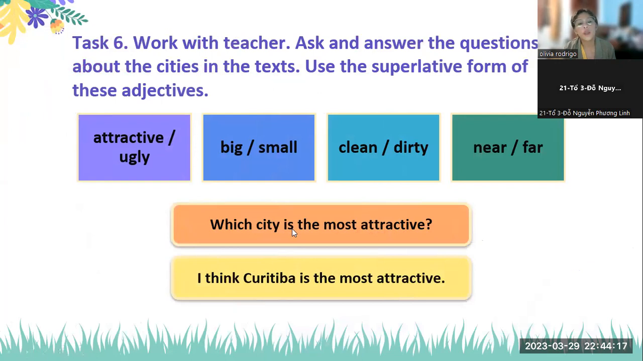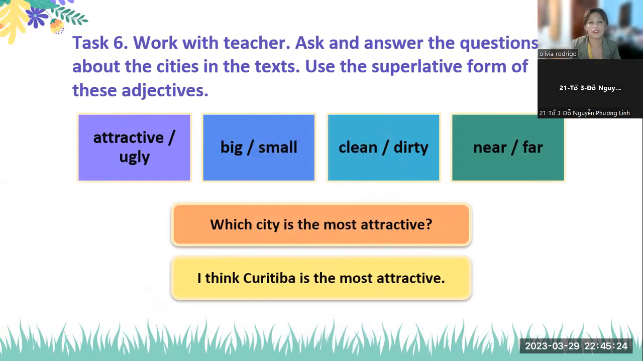So, which city is the most attractive for you? Danang. I think Danang is the most attractive. Why do you think it's Danang? Because it's pretty. It's beautiful, it has a beautiful view. And because it is very big and has a beautiful beach. Okay, so that's why Danang.